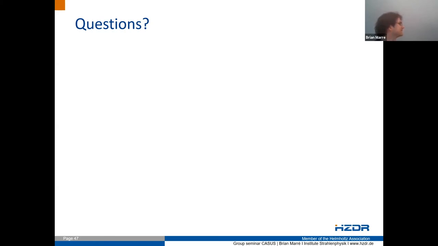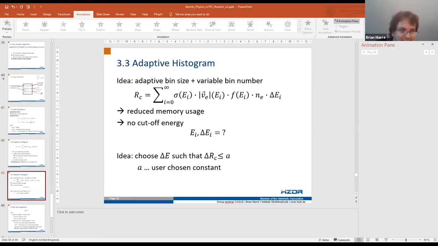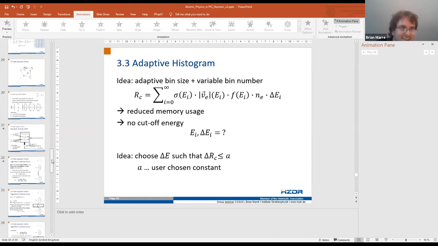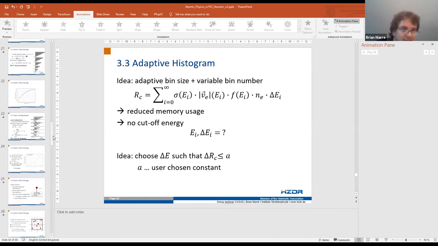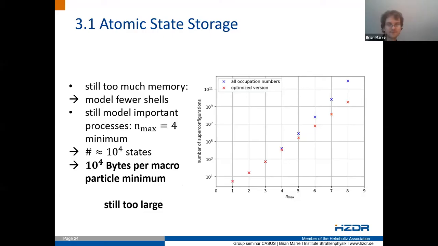I have a technical question. Can you go back to slide 24? Oh, yes. Like 2 hours ago. Maybe you can explain it, but why do you need 1 byte per state? Because I wanted to have at least a few different.